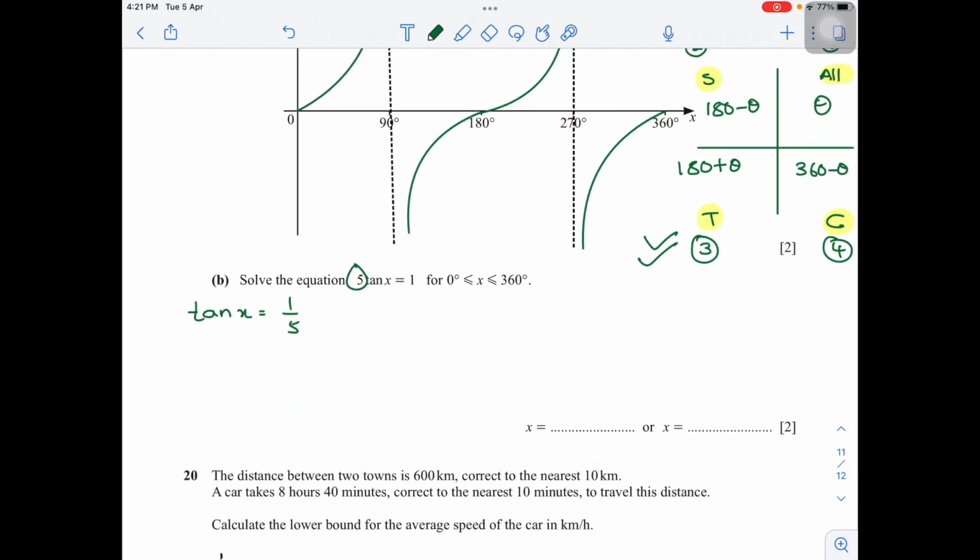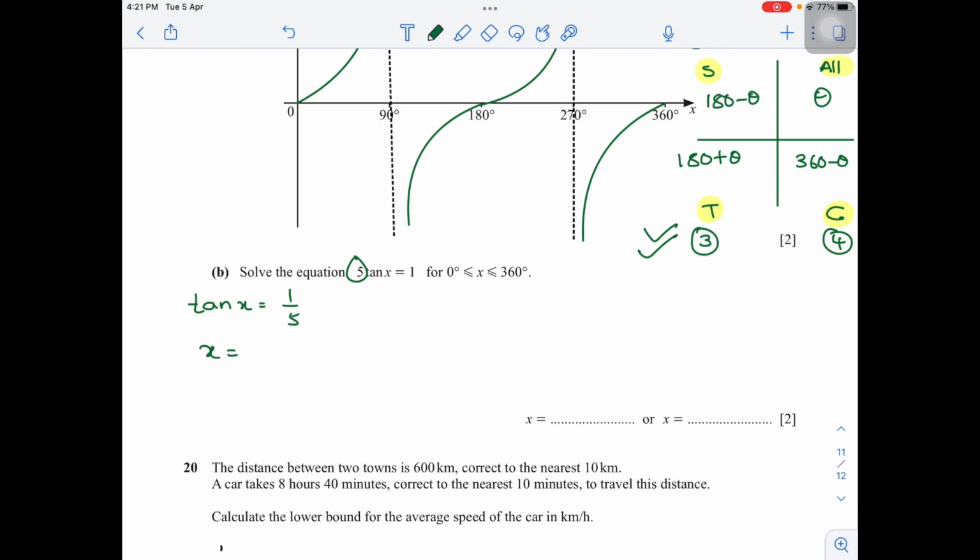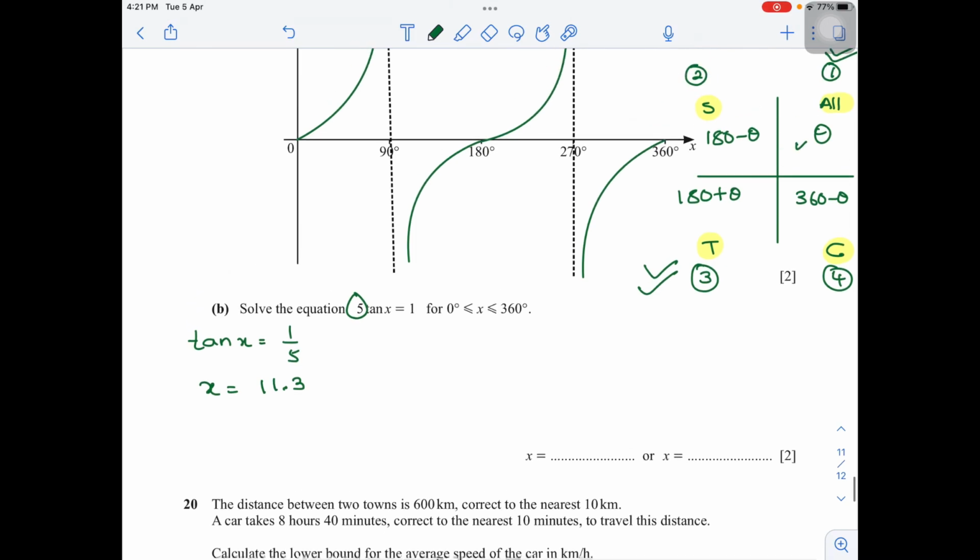All right. So now I write the basic angle. Let's say x is, what's tan inverse 1 over 5? Tan inverse 1 over 5, and the answer is 11.30, so 11.3, 1 decimal place. So my first angle is theta. It is between 0 and 90, theta.